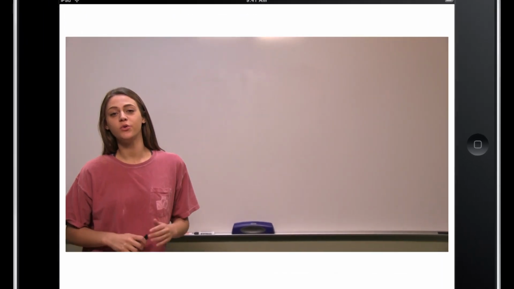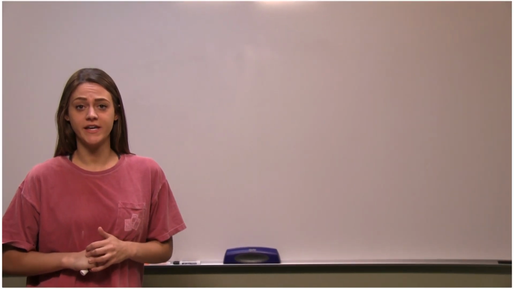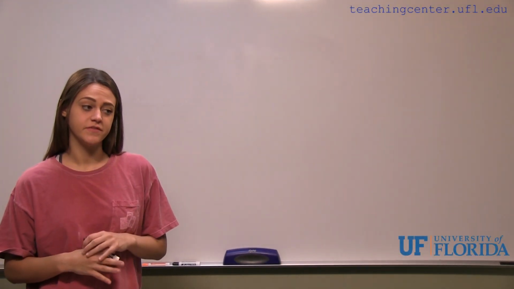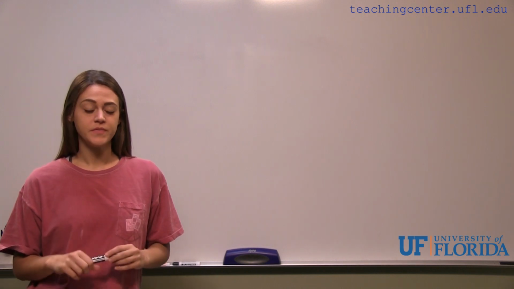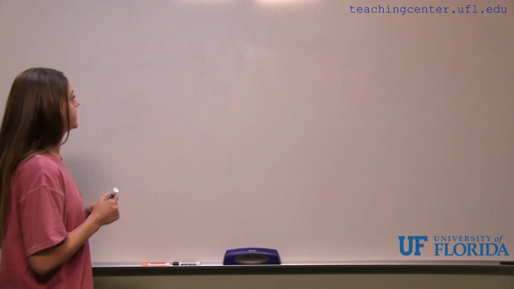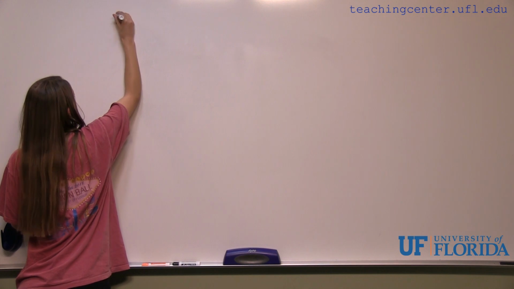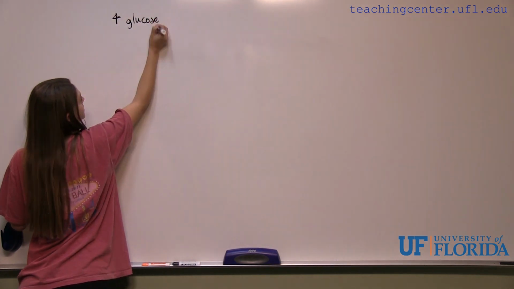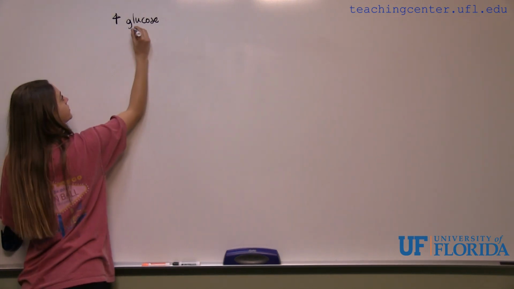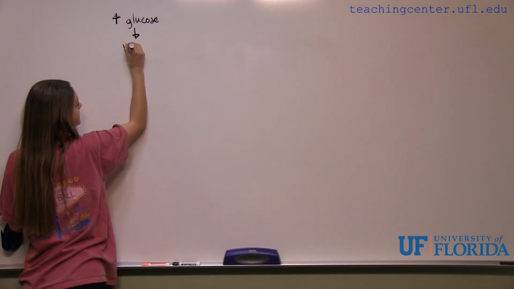Hello. Today we're going to go over carbohydrate regulation and specifically talk about what's going on in your liver cells and your muscle cells. This video specifically is going to focus on high blood glucose levels. So you have high blood glucose, so then your hormone is going to be insulin.